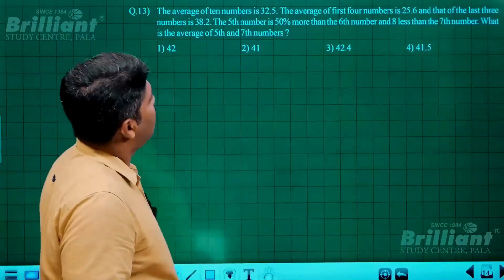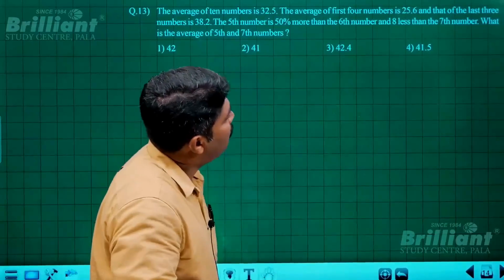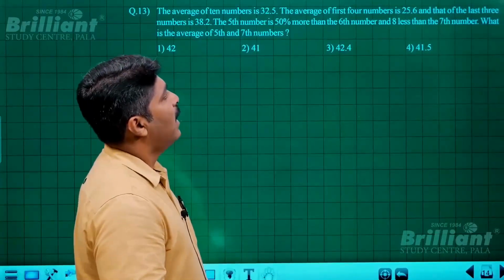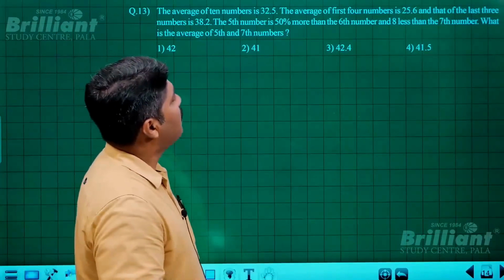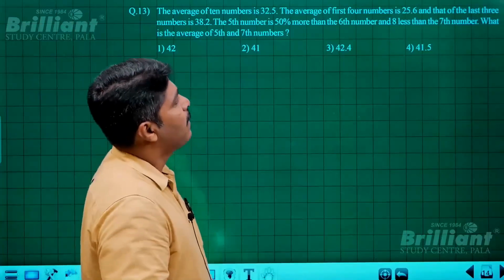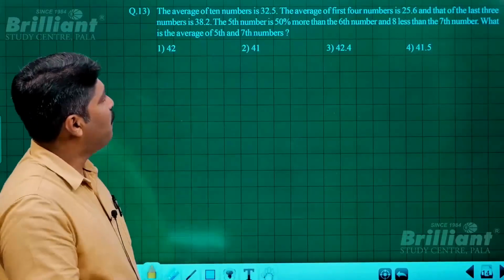The average of 10 numbers is 32.5. The average of the first 4 numbers is 25.6, and that of the last 3 numbers is 38.2. The 5th number is 50% more than the 6th number and 8 less than the 7th number. What is the average of the 5th and 7th number?